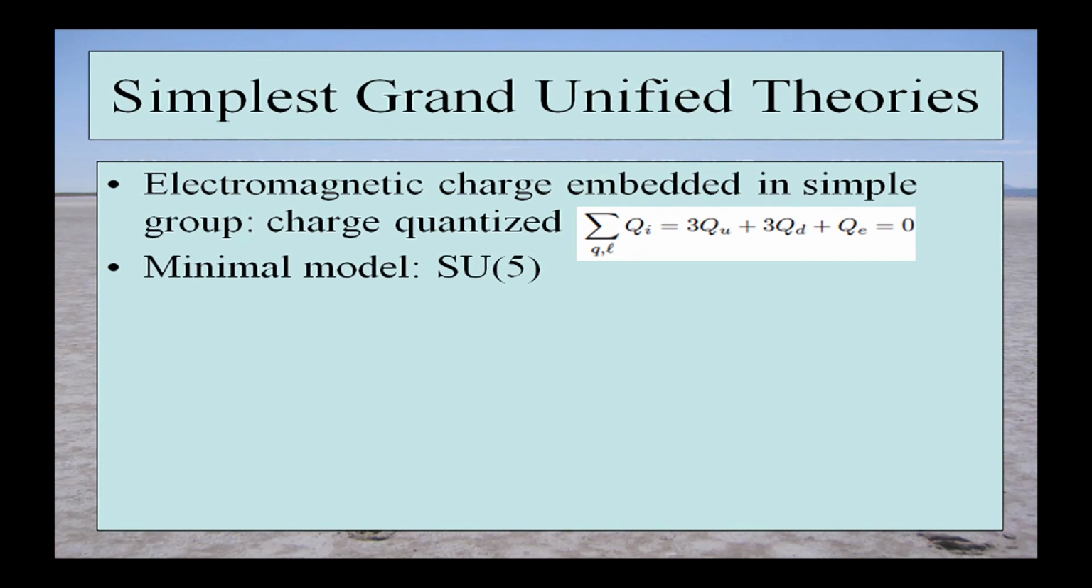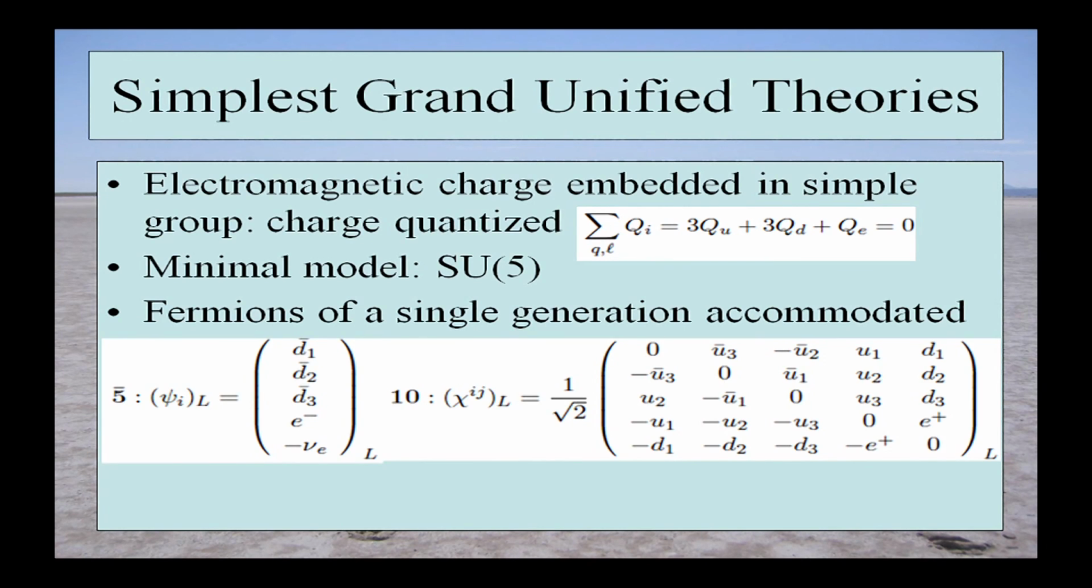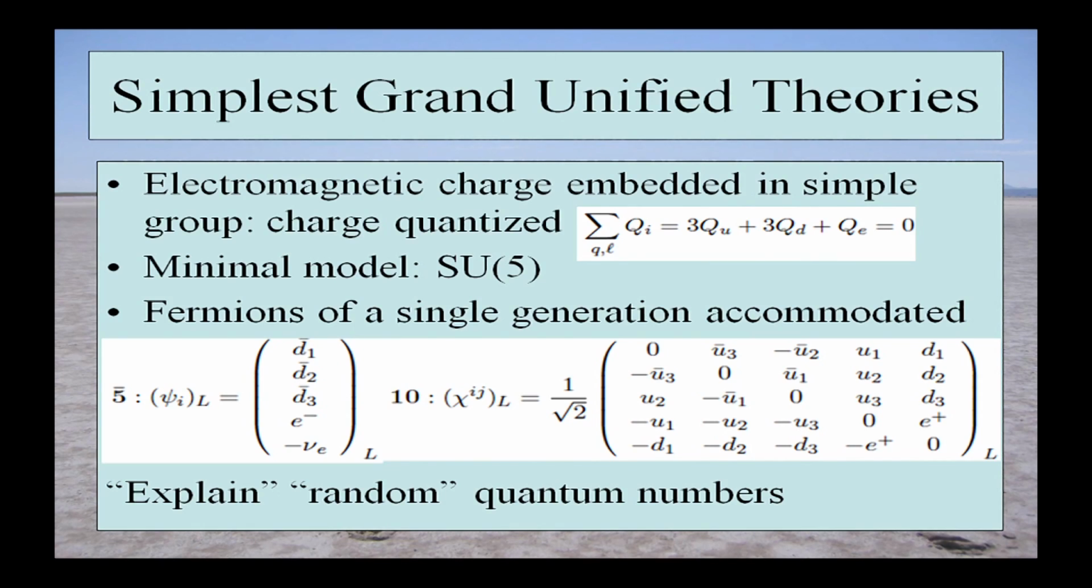The simplest one is SU5, and SU5 accommodates in a very simple way the fermions of a single generation, and this is how, for example, you would put the fermions of the first generation. Of course, you might wonder how you would explain the generation degree of freedom, and the answer, of course, is that you don't. As I've advertised previously, flavor is, to my mind, a completely unresolved issue. But at least you explain what previously looked like the somewhat random quantum numbers of the fundamental fermions.